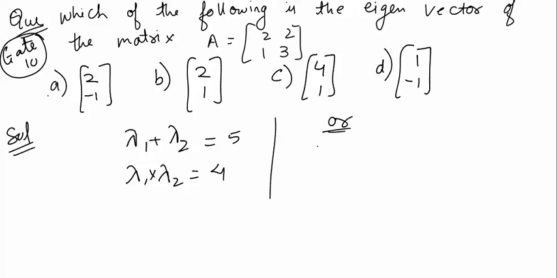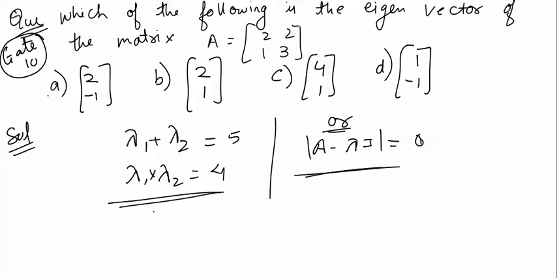Or you can also form the equation determinant of A minus lambda I equal to 0. Any method works. This is the shortcut via property, and this is via the method. So you'll find that lambda 1 is equal to 1 and lambda 2 is equal to 4. Now these are the eigenvalues. This is the first half of the question.